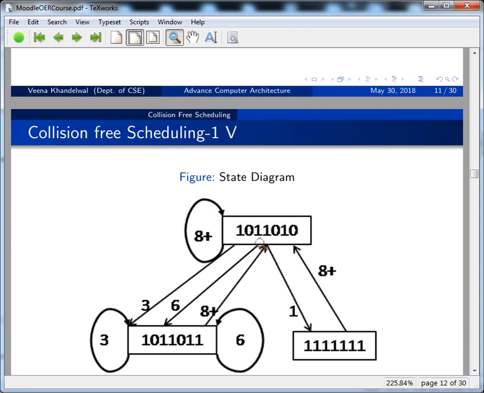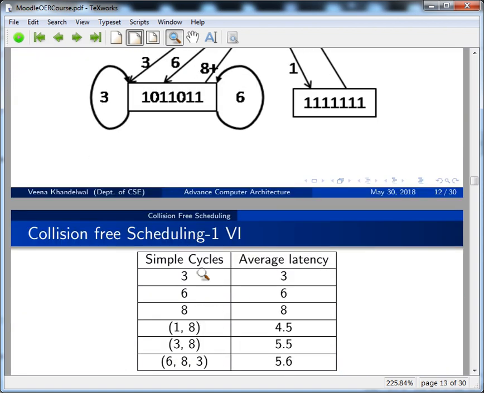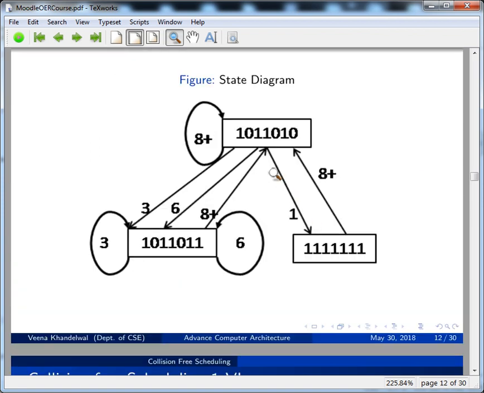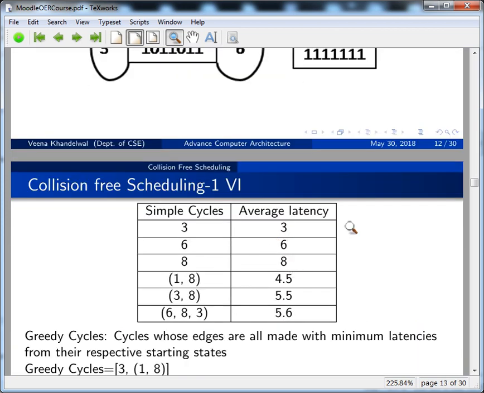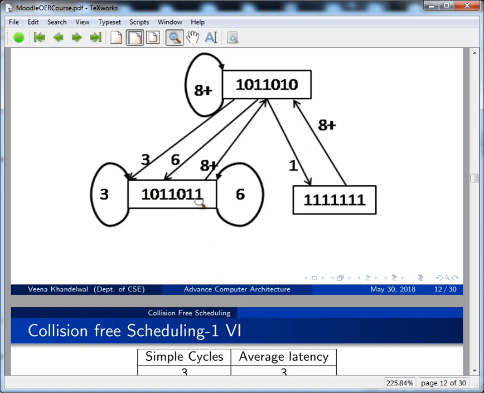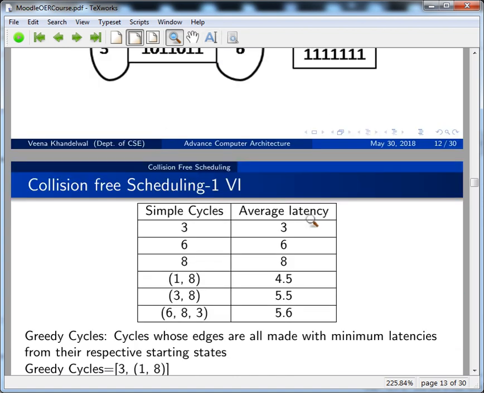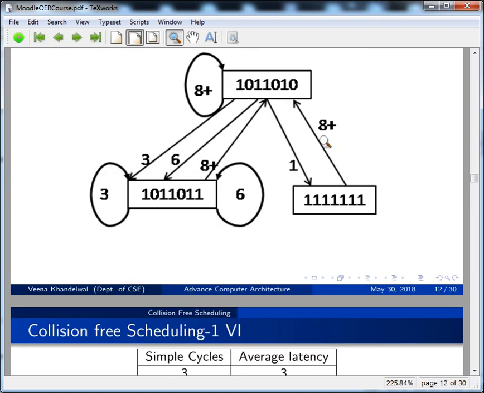After drawing the state diagram, we find out simple cycles. A cycle is simple when only the starting edge is repeated and no other vertex is repeated. So we see that 3 is a cycle, 6 is a cycle, and 8 is also a cycle, and another cycle is 1 and 8.